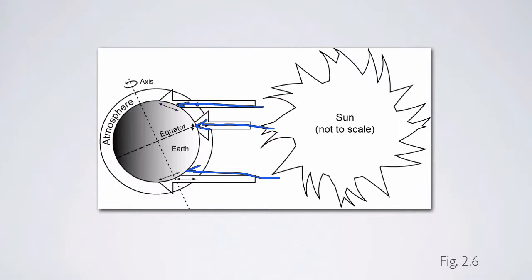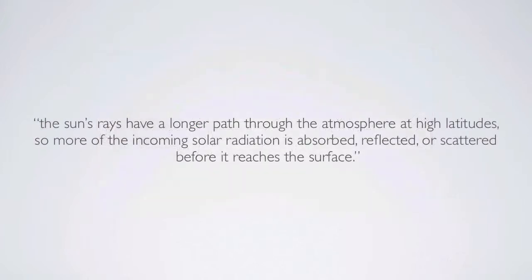And as a consequence, polar regions, in addition to receiving less solar radiation per unit area because of the tilt, there's also a greater chance that that shortwave radiation is going to get reflected in one fashion or another. So high latitude ecosystems receive less radiation than those at the equator because radiation at high latitudes has a longer path through the atmosphere and it's spread over a larger ground area. The sun's rays have a longer path through the atmosphere at high latitudes, and more of that incoming solar radiation is either absorbed, reflected, or scattered before it reaches the surface. That's one of the main reasons that we have uneven heating across the Earth.